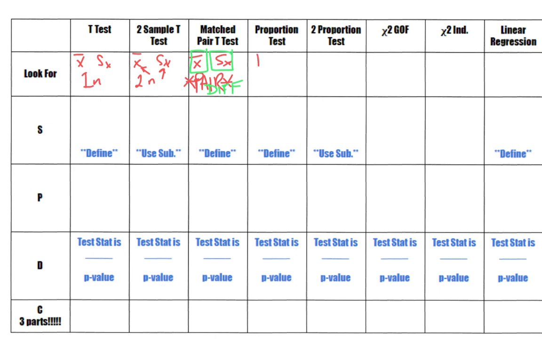Proportions. What do we look for? Well, we look for a proportion, or we look for an x out of n. Like, oh, we had 15 out of 500, something like that. In two proportions, we have two proportions. We have basically two samples, two n's.